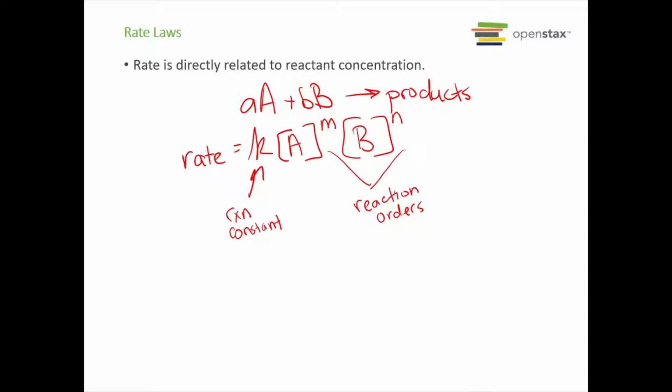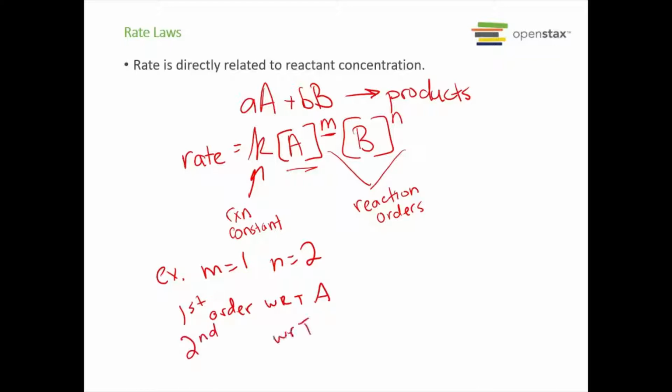So those reaction orders tell us the mathematical dependence of the rate on the reaction concentrations. So for instance, here, this reaction is mth order with respect to A and nth order with respect to B. So for instance, let's say m equals 1 and n equals 2, then the reaction is first order with respect to A, second order with respect to B.